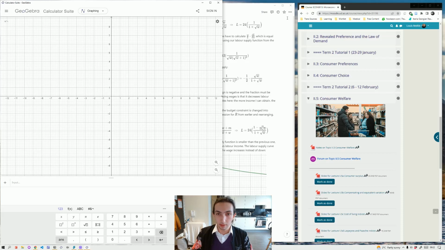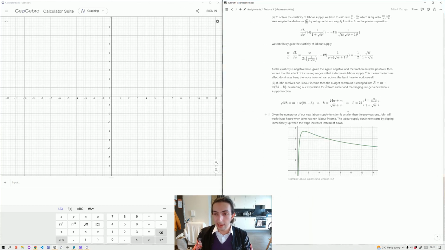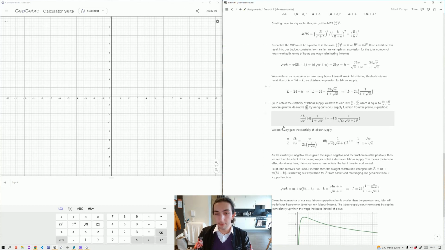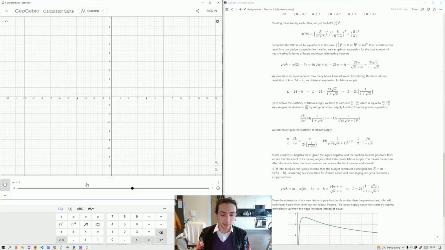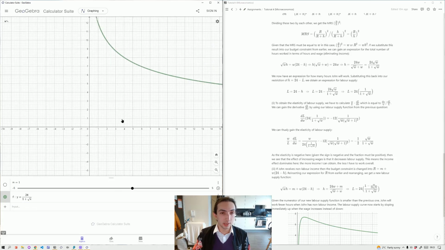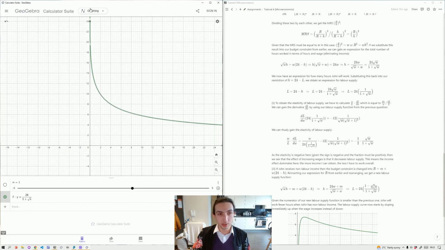So we know our labour supply curve, okay? Our first one was L double, it's just that, okay? So let's set M first of all, and then we're going to do Y, which is L in this case, but ignore me. 24 over 1 plus root X. So this was our starting one, okay? You see it's just a slow go down from 24, okay?